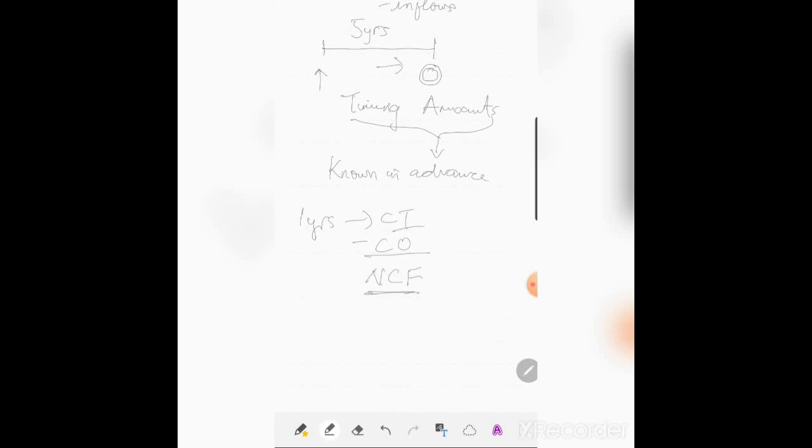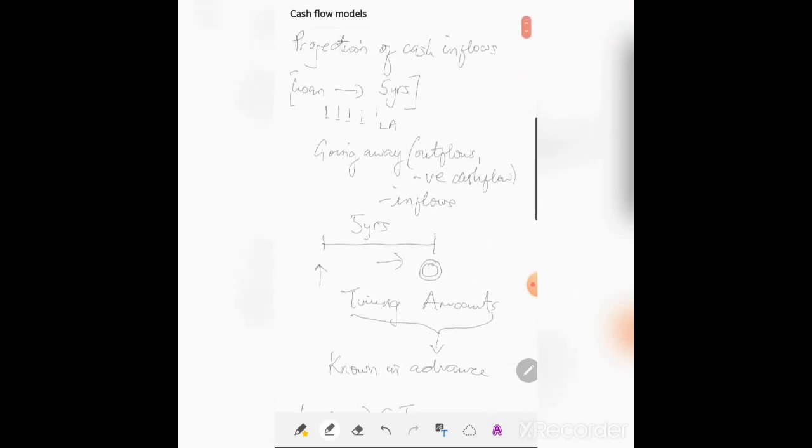If the timing and amount of cash flows are unknown for so many investments, investments are sometimes called securities, which are more like a tradable instrument. We'll talk about this. Tradable is like, once I've given a loan to somebody, right?